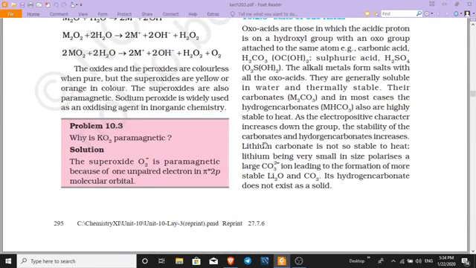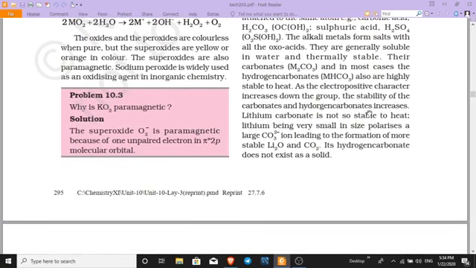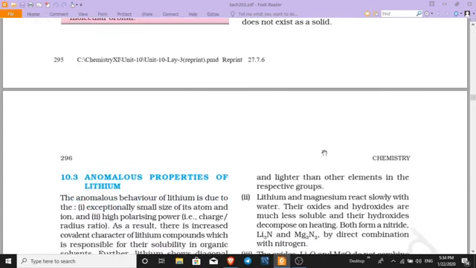As the electropositive character increases down the group, the stability of carbonates and hydrogen carbonates increases. Lithium carbonate is not so stable to heat. Lithium carbonate, being very small in size, polarizes the large CO3 2- ion, leading to the formation of the more stable Li2O and CO2. Its hydrogen carbonate does not exist as a solid.